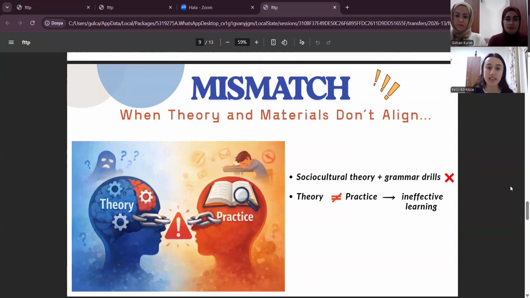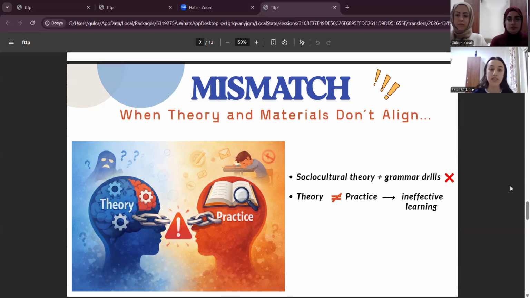As my friend said, there's a strong connection between theory, approach, and materials. But what happens if they don't match? So let's look at the mismatch. When theory and materials don't align, what happens? In effective teaching, all these elements should be matched. But sometimes teachers use some materials or activities that don't reflect the underlying theory.